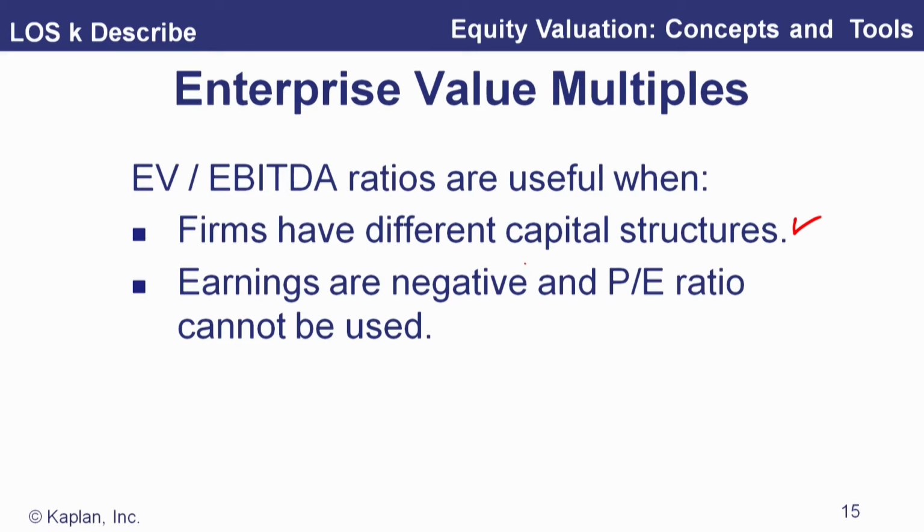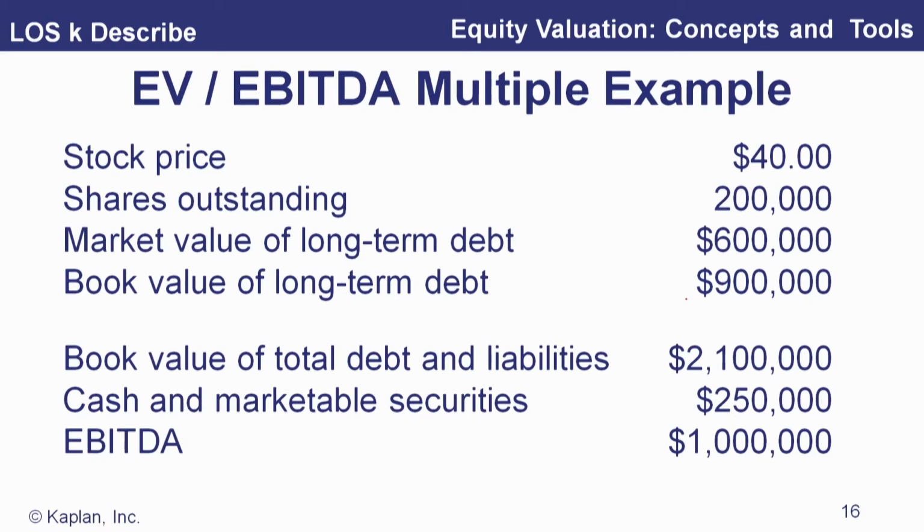As I mentioned, if earnings are negative, the PE ratio can't be used, because negative PE ratios just don't tell us what we need to know. So let's look at a numerical example here. We've got a stock price of $40, shares outstanding, so there's the total market value of our stock. Market value of long-term debt, book value of long-term debt, book value of total debt and liabilities, cash and marketable securities, and then we get down to EBITDA down here.